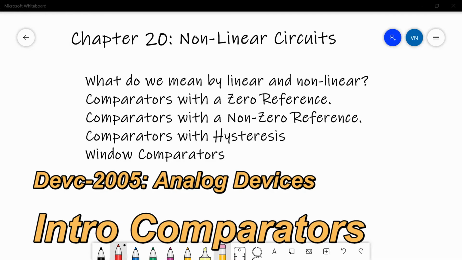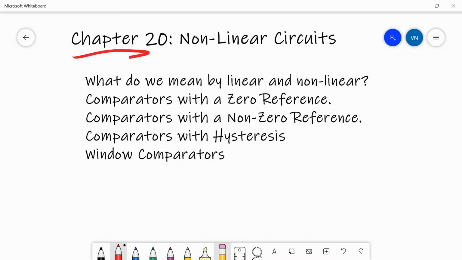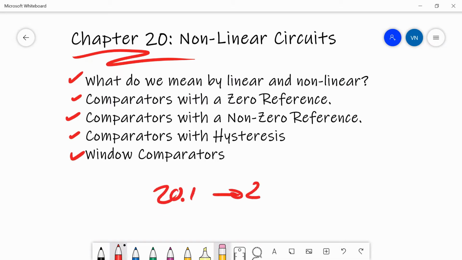So today we're going to start with chapter 20, which is nonlinear circuits. The first thing we're going to talk about is what do we mean by linear versus nonlinear circuits? And then we're going to look at comparators with a zero reference, comparators with a non-zero reference, with hysteresis, and something called window comparators. And these are sections 20.1 to 20.4 in the textbook.